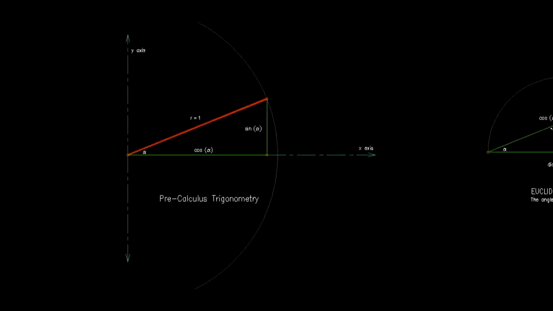So we start with a textbook definition of the basic trigonometric functions. We've got a unit length, which is the radius of a circle, and the projections of that radius onto the horizontal and the vertical axis are the cos and sine functions.